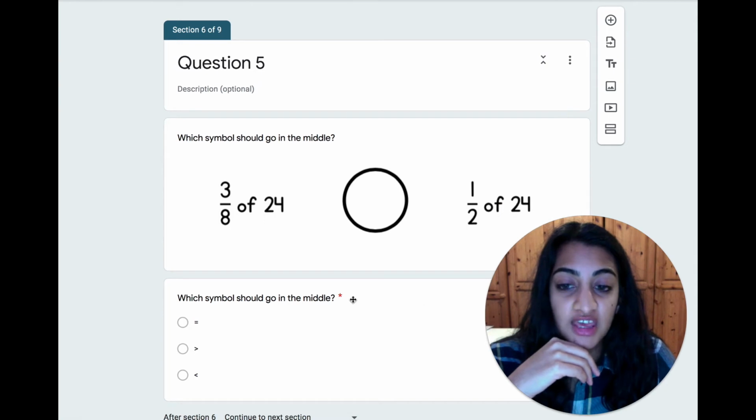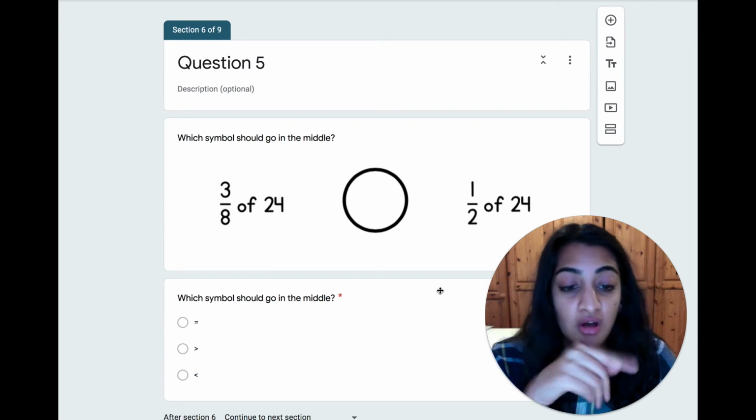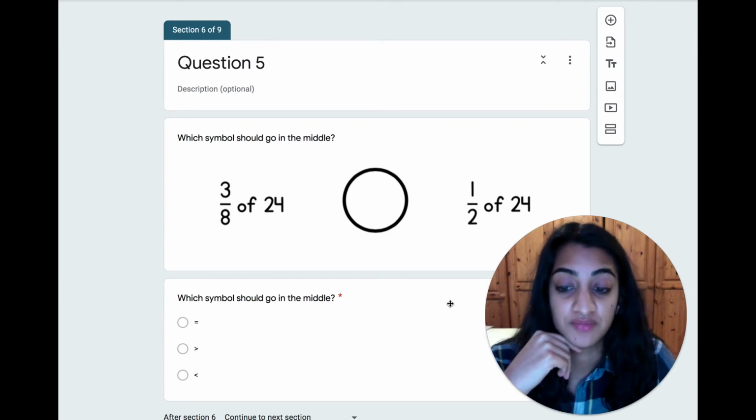The same thing here, except for the fact that here the numerators are different and the denominators are different. So actually we wouldn't be able to use any of our comparing fractions rules to figure out which one is bigger and which one is smaller. We would have to do the calculation by using our equal parts circles to find fractions of amounts.